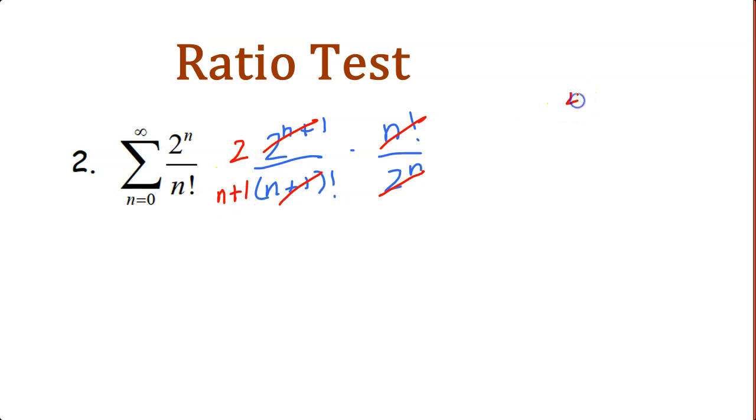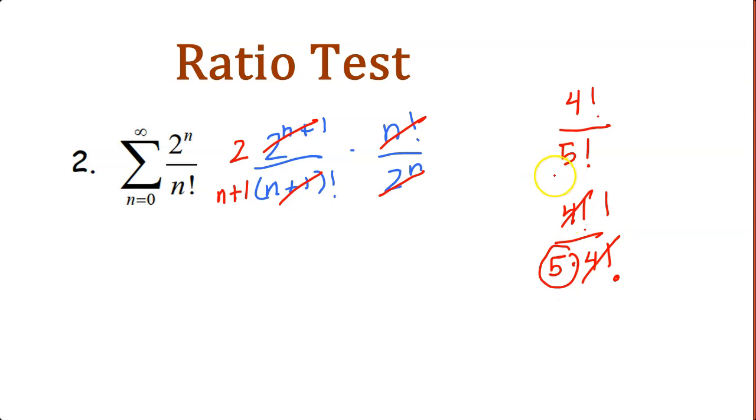Let me show you why. Let's say n was 4, right? And then n plus 1 would be 5. And then 4 factorial divided by 5 factorial, where 5 factorial can be written as 5 times 4 factorial. The 4 factorials cancel and you just get the number 5. Now remember, 5 was acting like my n plus 1, right? So that's why we were able to write this as n plus 1.